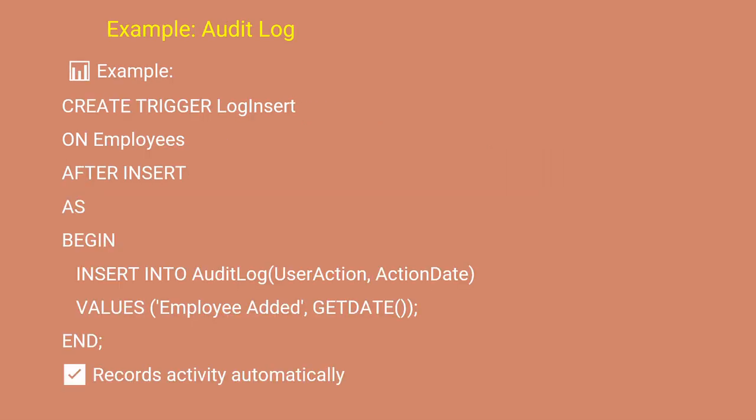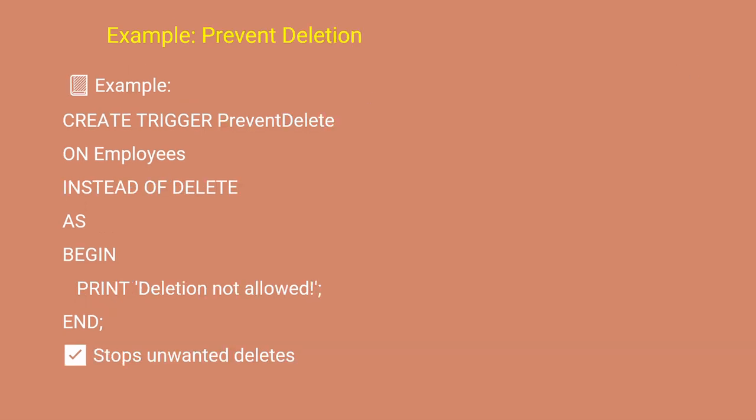Here is an example. When a new employee is added, the trigger inserts a record into an audit log automatically. This trigger prevents deletion from the employees table. Instead of deleting, it prints a warning message.